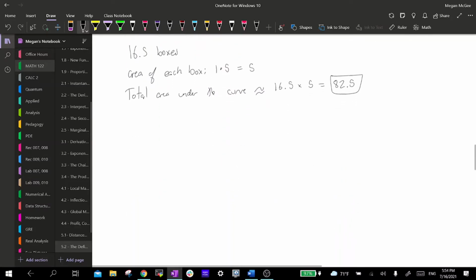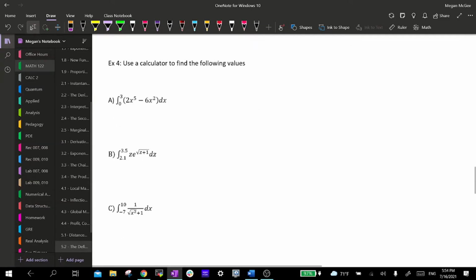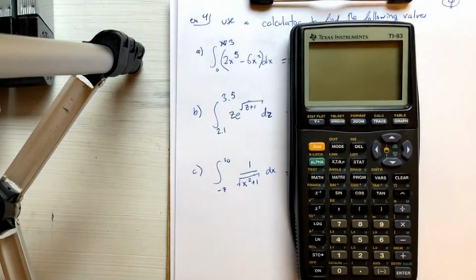So for example 4, pull it up here, we're going to use a calculator to find the following values. So now I'm actually going to switch to a different view, and bear with my iPhone quality camera, alright? And we're going to look at how to use a TI-83. Alright, so welcome to a little bit of behind the scenes where I've jerry-rigged my phone so that we can learn how to use a graphing calculator finally.